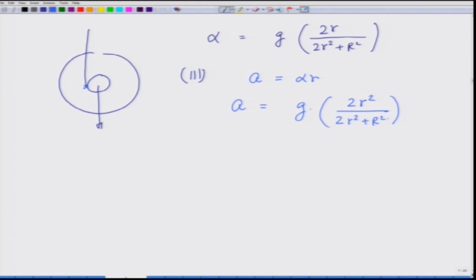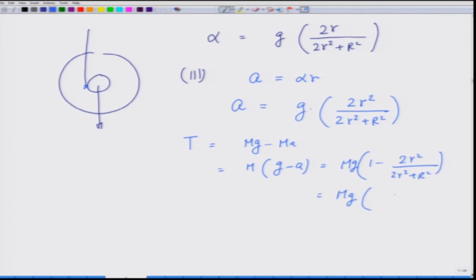Now, once we know a, I can also calculate the tension in this string, which is going to be equal to mg minus ma, which is m g minus a, which is equal to m g times 1 minus 2r square over 2r square plus r square, which comes out to be mg r square over 2r square plus r square.